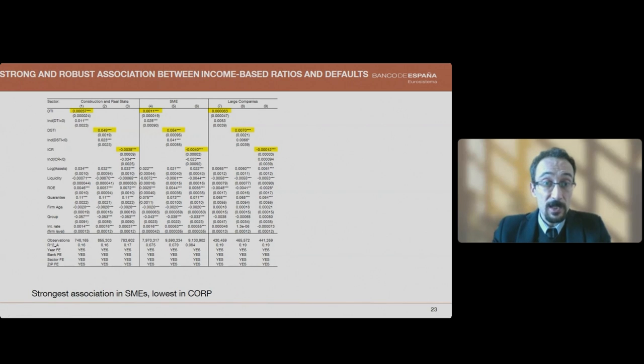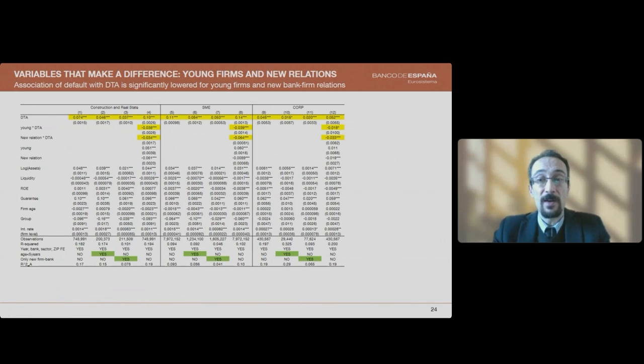I have argued that this association is very robust, but we have identified a number of variables which significantly affect the association between the standard and defaults. In particular, we have found that the age of the firm and whether the bank-firm relationship is a new one substantially decrease the association. Here, column one is just the baseline as before. In column two, we restrict the sample to only firms younger than 5 years. And in column three, we restrict the sample to only new bank-firm relations. In both cases, the coefficient is significantly lower. It decreases between 30% and 50%.